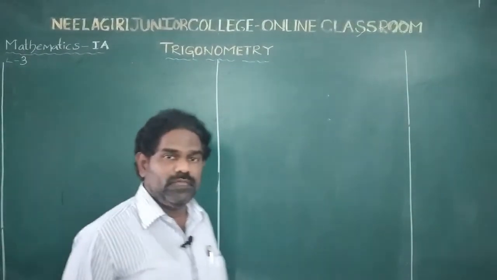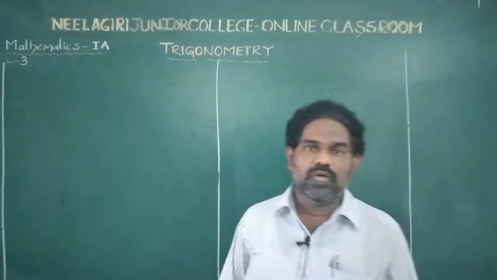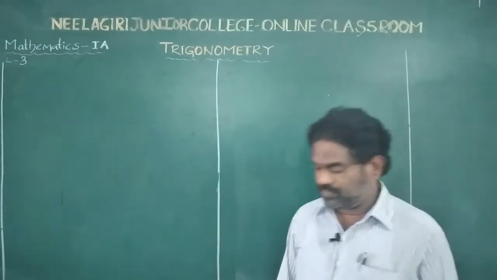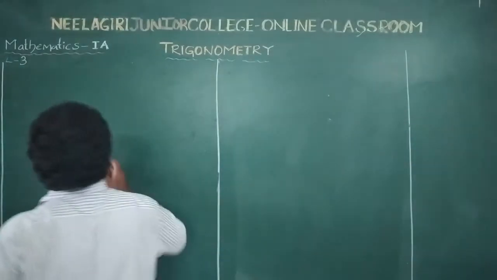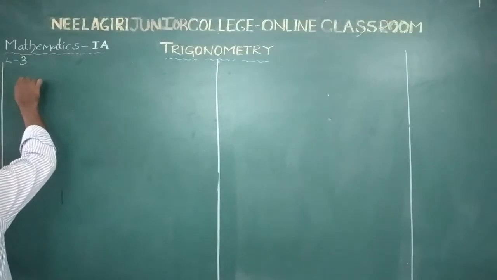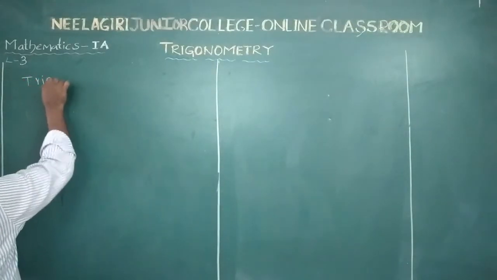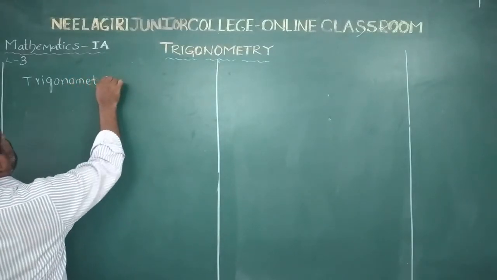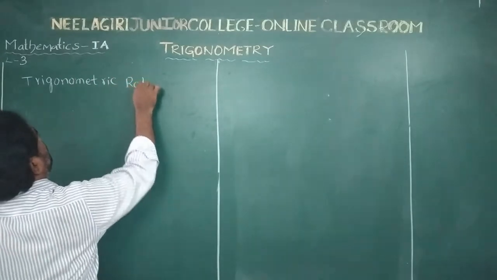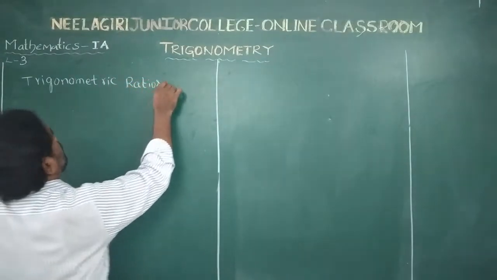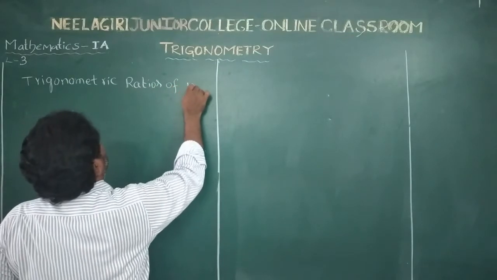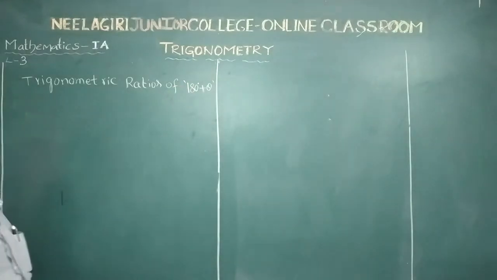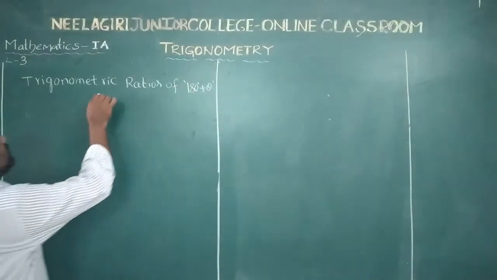Hi students, today we are going to see how we write the trigonometric ratios of 180 plus theta. Trigonometric ratios of 180 degrees plus theta. Okay, let us see how do we write them.